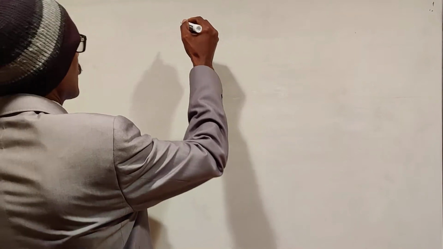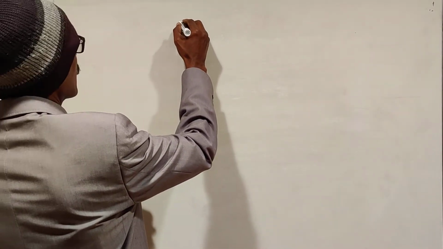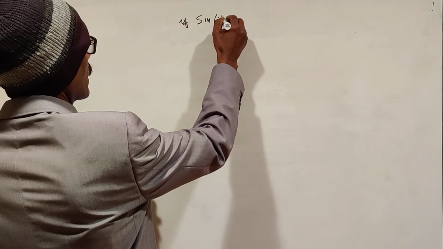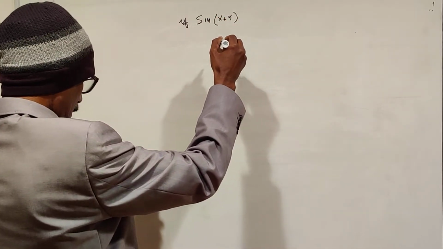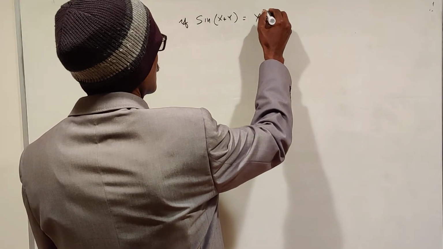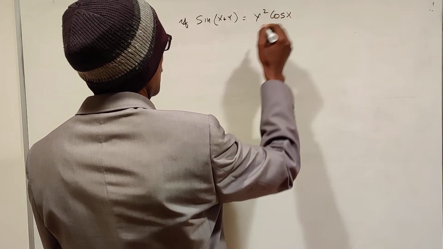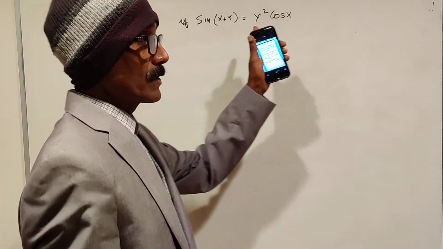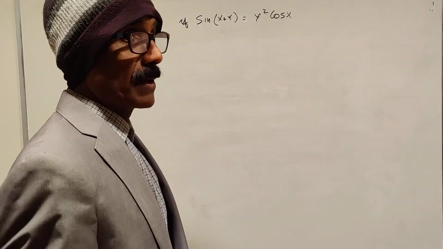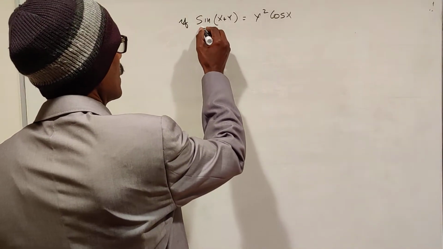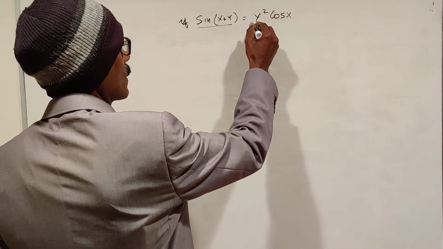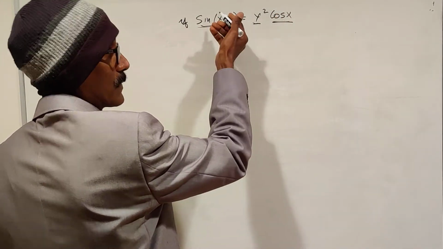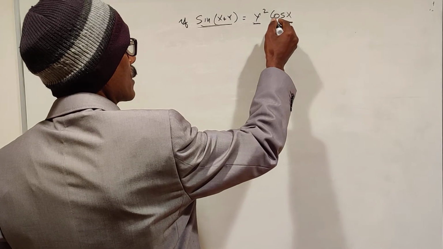Alright. Find dy by dx if sin(x + y) equals y square cos x. Find dy by dx if sin(x + y) is equal to y square cos x. These are implicit functions. What is this? Sine function. This one is an algebraic function and this one is a trigonometry function, or sine function.